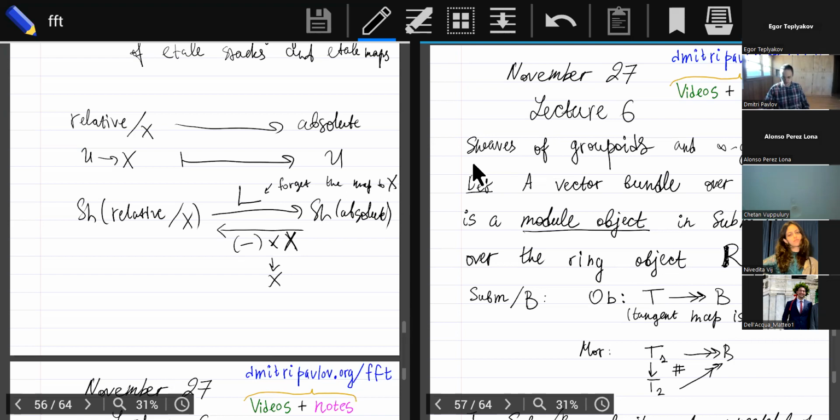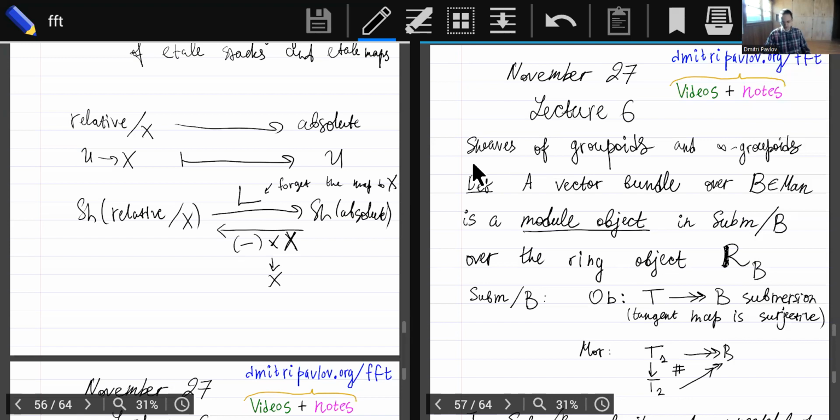So today I wanted to gently transition into doing some homotopy theory via sheaves of groupoids and infinity groupoids. And again, our motivating example is to understand how differential geometric objects such as vector bundles can be understood as local structures in the sense of sheaves.